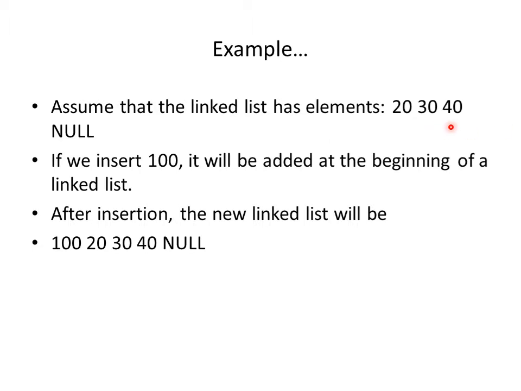Assume the list is 20, 30, 40 and null. This is an example. If we insert 100, it will be added at the beginning of the linked list. After insertion, the new linked list will be 100, 20, 30, 40 and null.